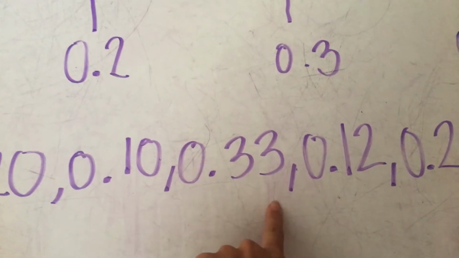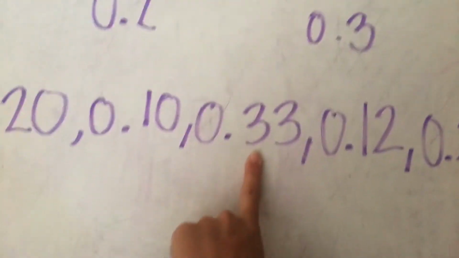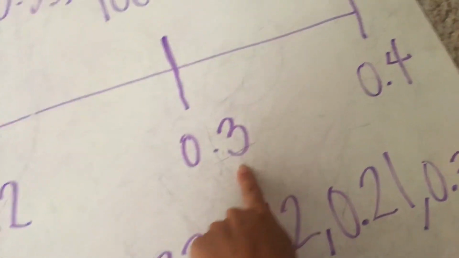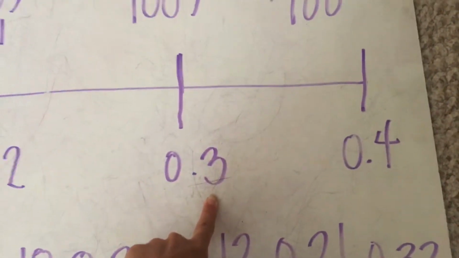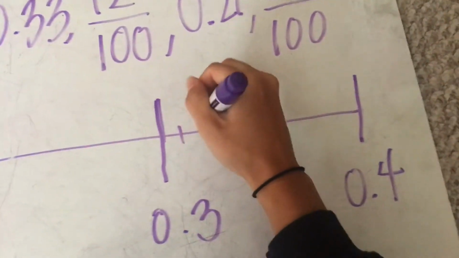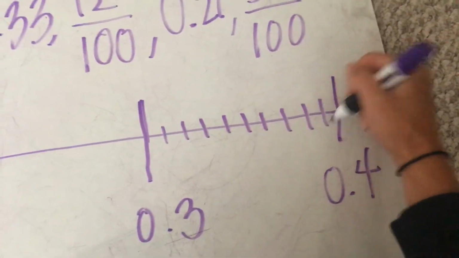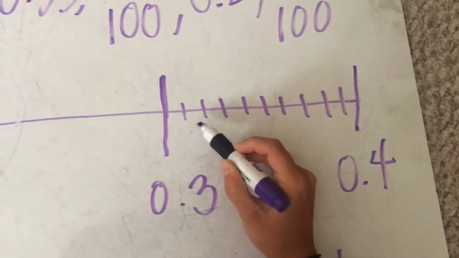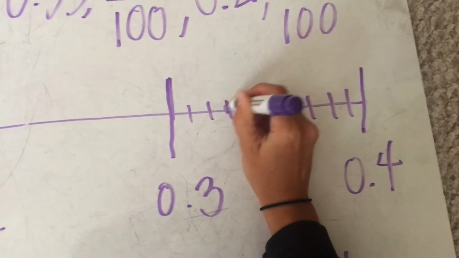Okay, now we have 0.33 or 33 hundredths. So we know there's a 3 in the tenths, so I go to the 3 in the tenths. And then remember, in our area model, we pretend like this is split up into 10 little baby pieces. So I can say 1, 2, 3, 4, 5, 6, 7, 8, 9. Then I count 1, 2, 3. So that's where 0.33 would go.